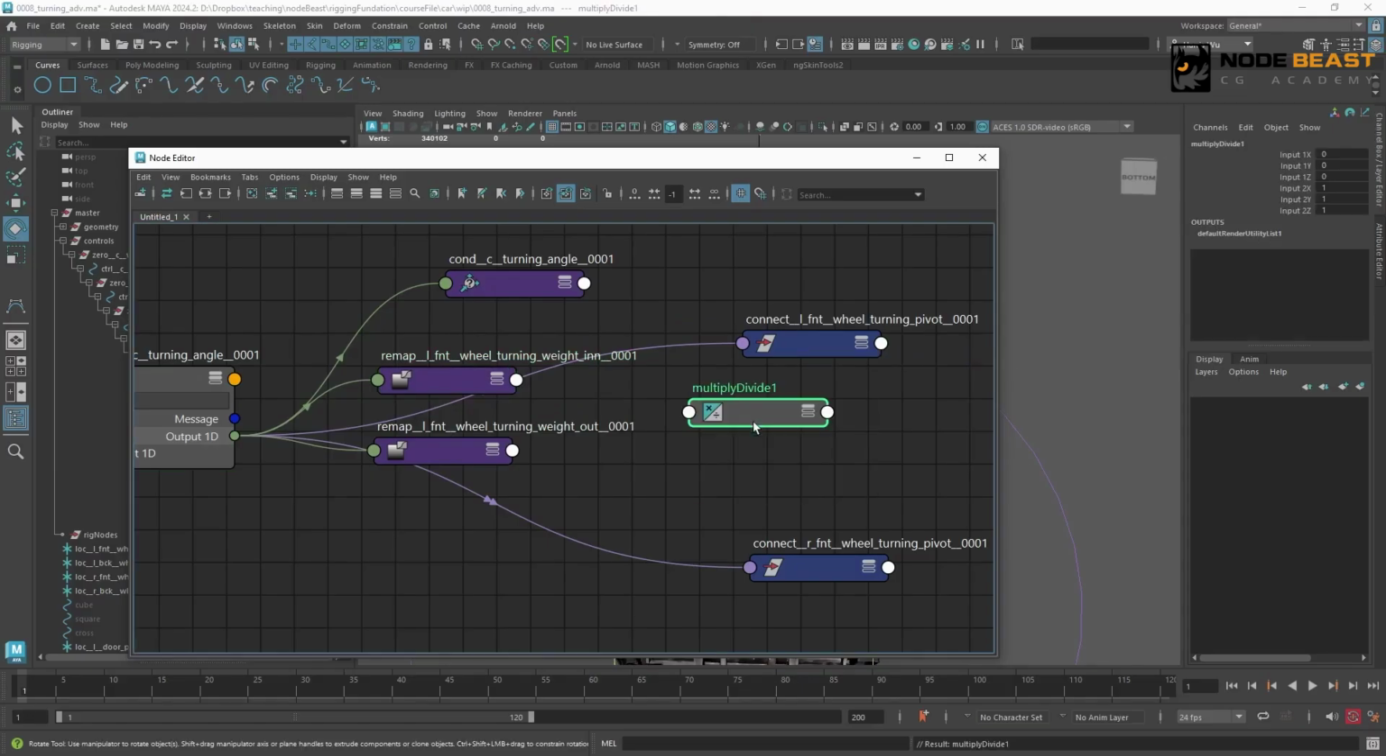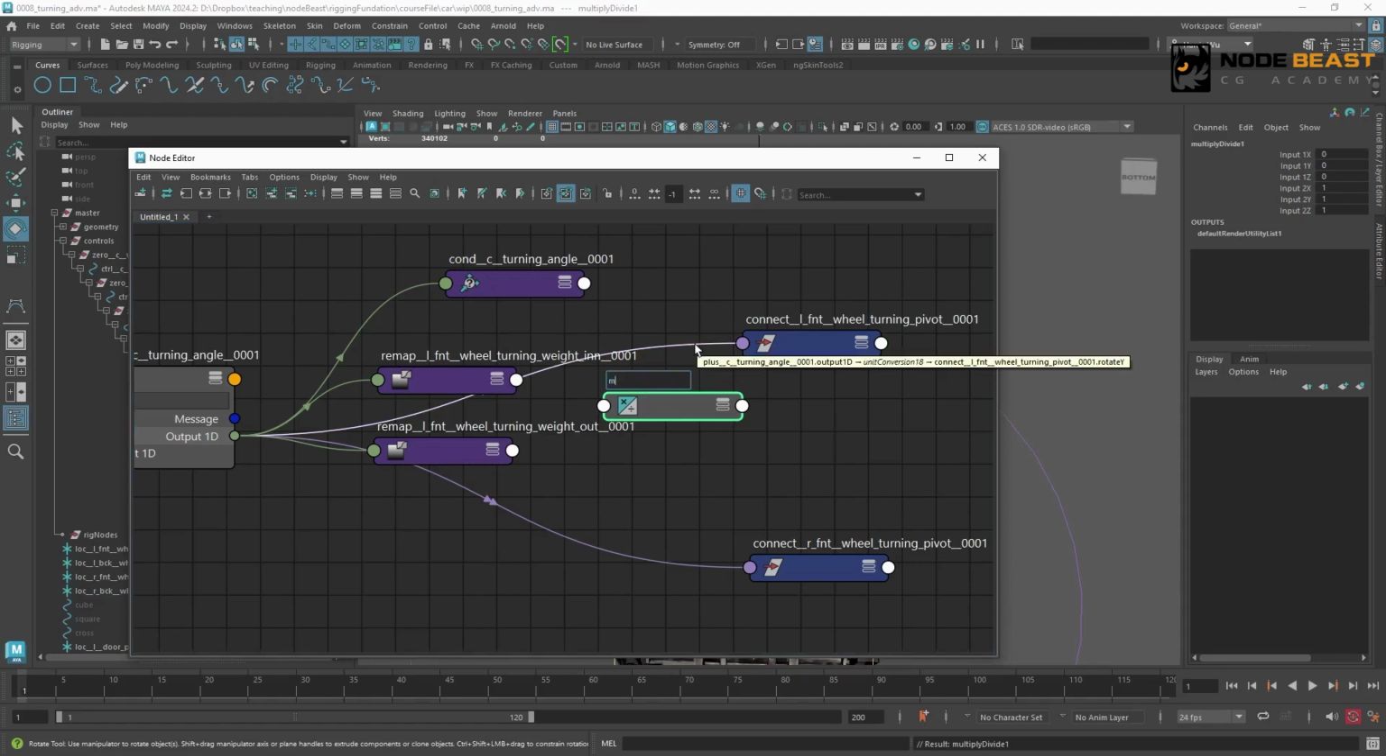So let's create a multiply divide node. Why are we using a multiply divide node and not a mult double linear node? This is really my personal preference because I have two nodes here that need multiplication. If I use mult double linear, I'd need to create two of them and then connect them. But the multiply divide node has 3 input attributes. I find it looks a bit cleaner. This is completely a personal preference. We could absolutely use mult double linear nodes, so let's rename it.